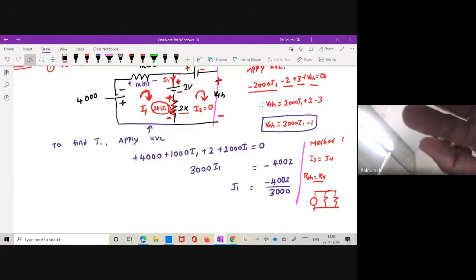You guys please try to solve it. And I want to solve one more problem based on dependent source. Okay, that we will discuss. Take this as a homework problem.